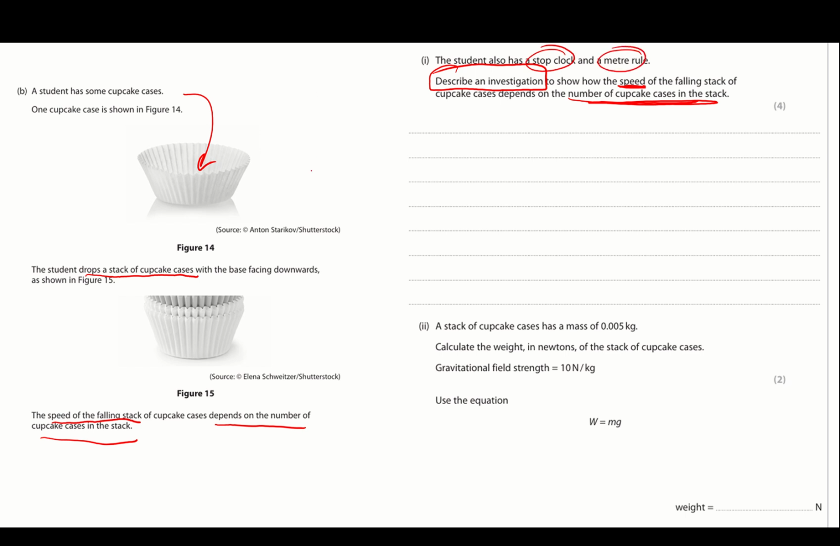So ultimately, we're going to raise the cases. Oh my God, that arrow is terrible. We're going to raise the cases to a height. We're then going to try a different number, making sure we've got at least 5 results in the range. We're then going to time it as it falls down, and speed equals distance over time. And we're going to repeat it and work out a mean.